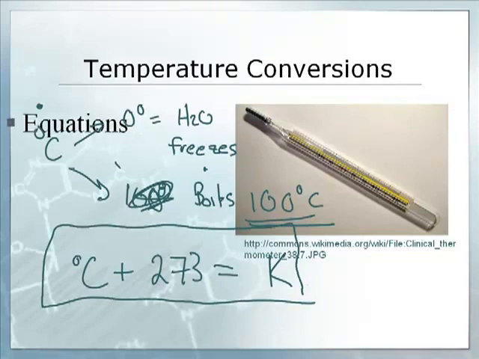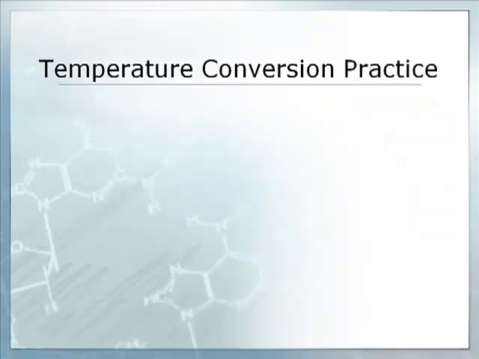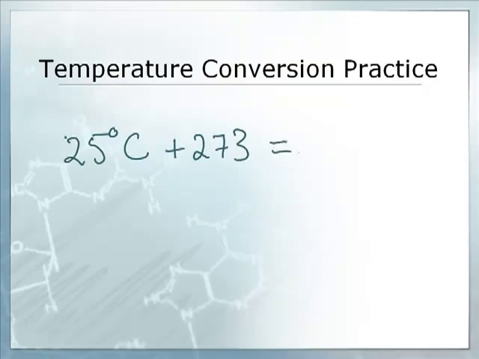All right, so let's do some practice. Let's say I have 25 degrees Celsius. Pretty typical room temperature. What is that in Kelvin? Well, let's just add 273. I don't even need a calculator on that one. That's too easy. 298. 298 K.